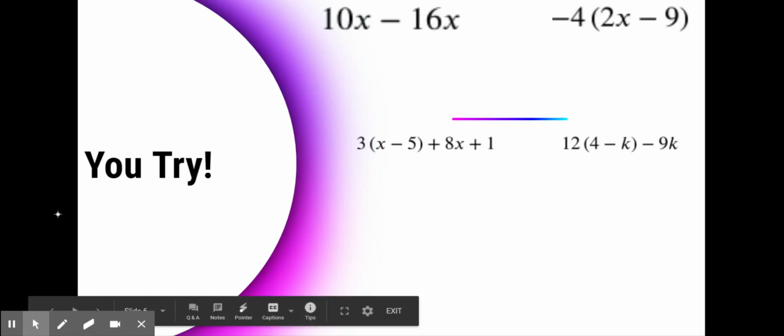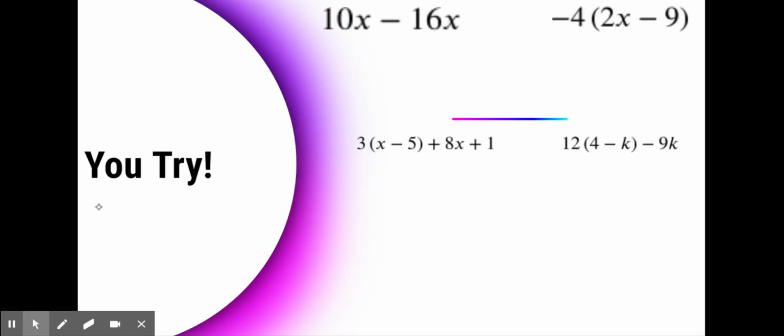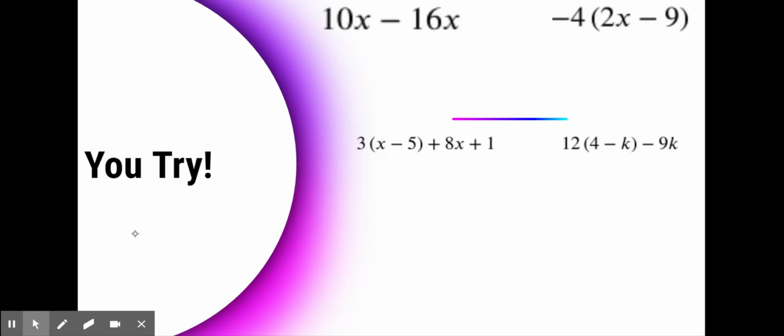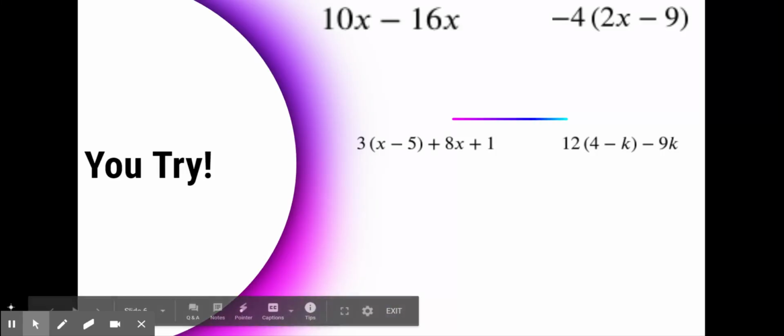Here are a few problems for you to try on your own. So what I want you to do is pause the video. I want you to try these 4 problems and then turn the video back on and check your work. But really try to do these before you see the answers to make sure you understand what's going on, and then turn the video back on in a few minutes.